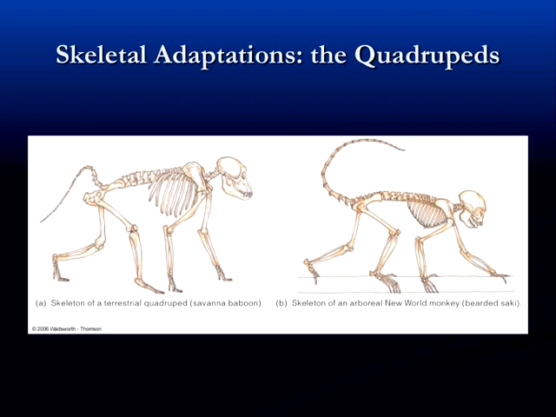So here we have 2 quadrupeds. This is a terrestrial quadruped, which is a savanna baboon. This is a bearded Saki monkey from South America, which moves by branch running and walking. Now that's obviously shown to you, so it doesn't require any deduction.